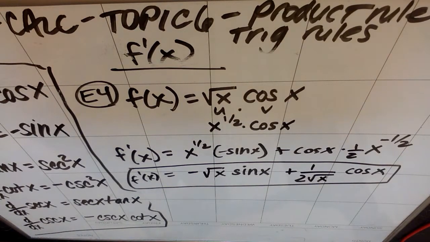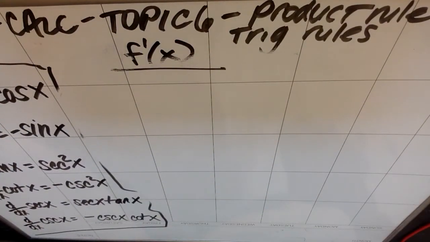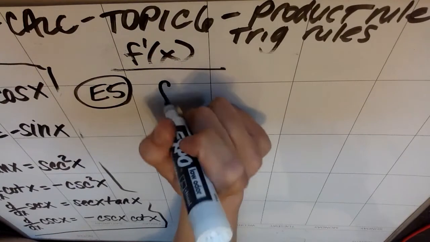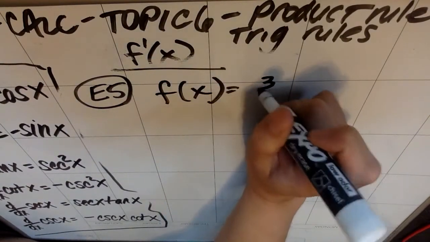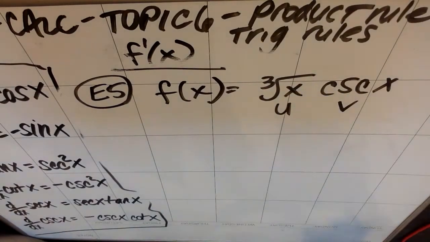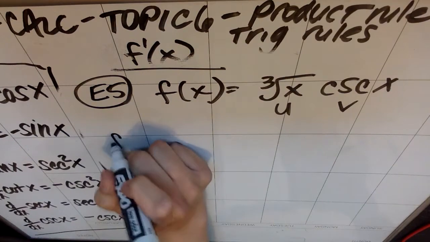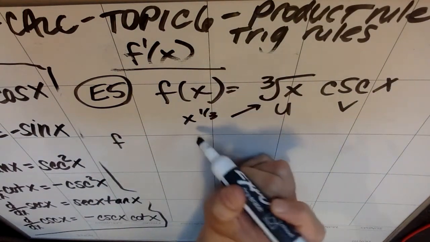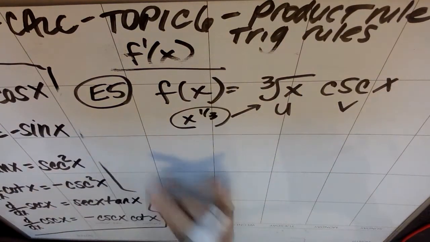Let's do example 5, and then you're going to do your practice problems. In example 5, same concept. I'm given f of x equals the cube root of x times the cosecant of x. So again, my u is a cube root, my v is cosecant x. If you want to rewrite this, the cube root is the same as an x to the 1/3. If you want to write it that way, that's fine. If you don't, that's also fine.